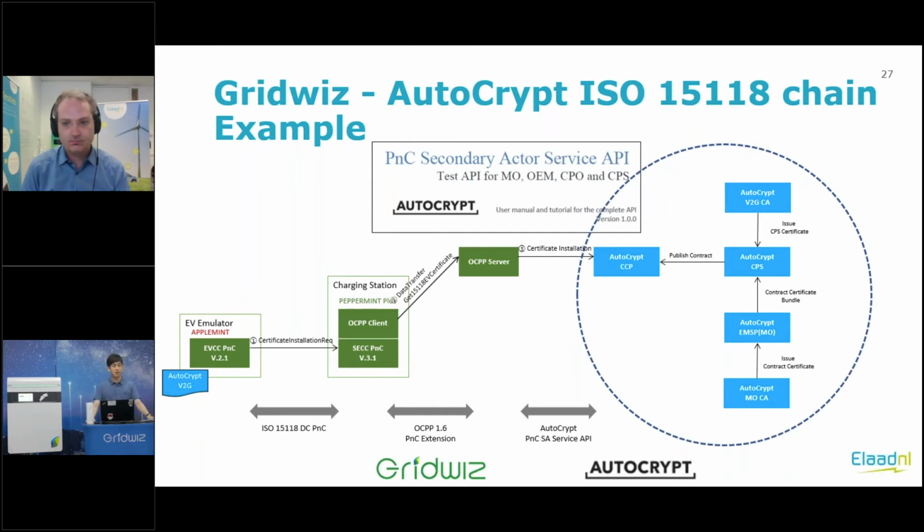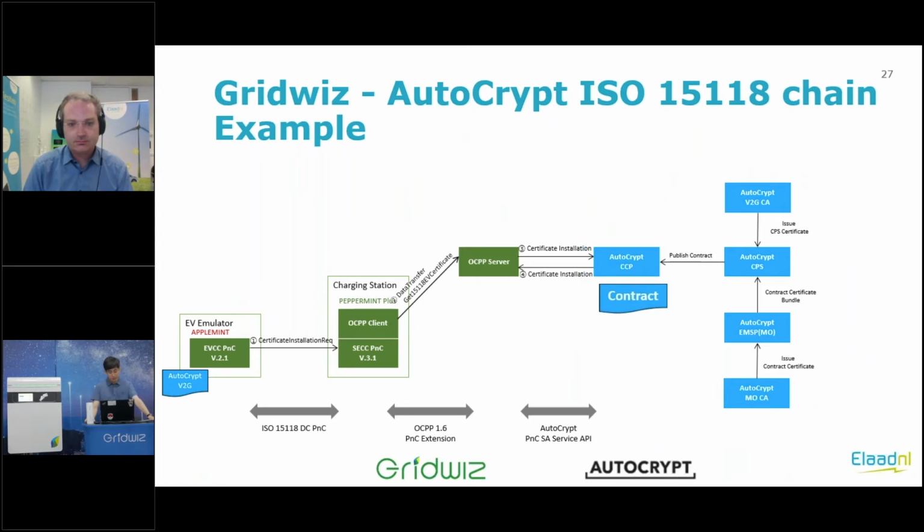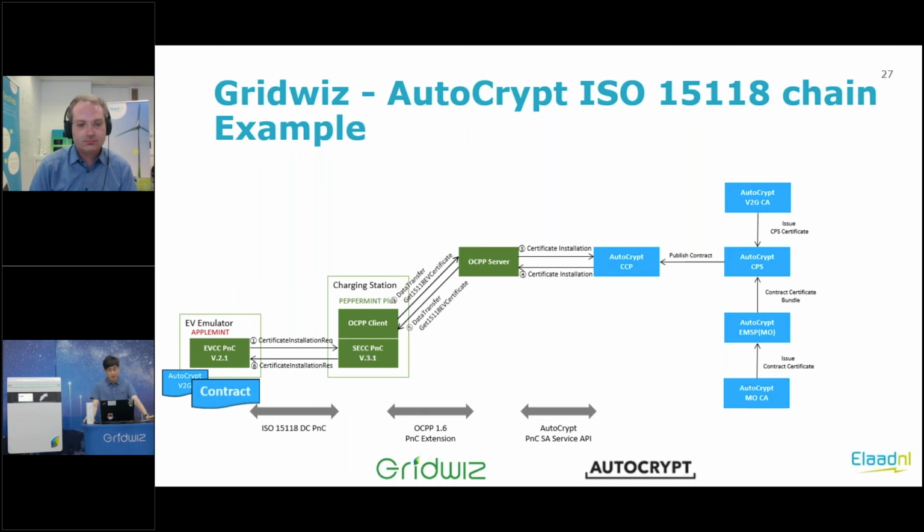So as you mentioned, the contract certificate chain is sent from the AutoCrypt server to our OCPP server. And the propagation of the response message, if it includes the contract certificate, is the exact opposite of what I've shown earlier. So at the end, the contract certificate is installed within the vehicle and will be used for PNC authorization later on.